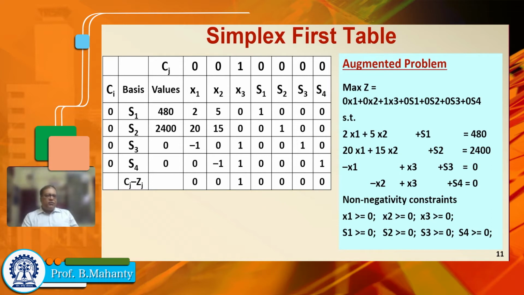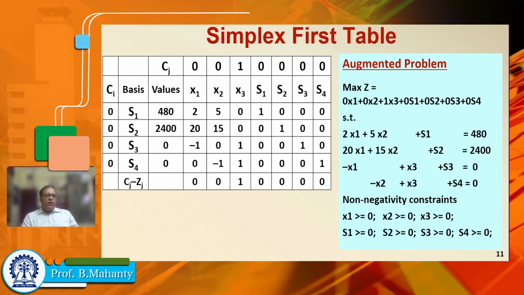So Cj minus Zj for x1 is 0 minus 0 equal to 0. For x2, 0 minus 0, 0 is Cj, 0 is Zj. Zj is 5 into 0 plus 15 into 0 plus 0 into 0 plus minus 1 into 0. So 0, that is the Cj minus Zj. And x3, it is 0, 0, 1, 1, and Zj is still 0, but Cj is 1. So Cj minus Zj is positive for the variable x3. So x3 should come into the basis.